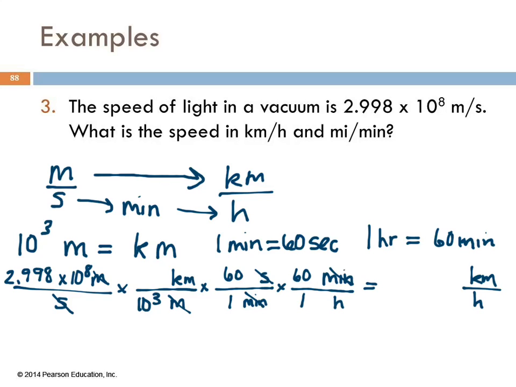2.998 EE8 divided by 10 to the third. And when we write 10 to the third, sometimes it's not obvious what to do on your calculator. Think of that as 1 times 10 to the third, which is 1 EE3. I'm going to divide by that, times 60, times 60. And my calculator is giving me a mess.